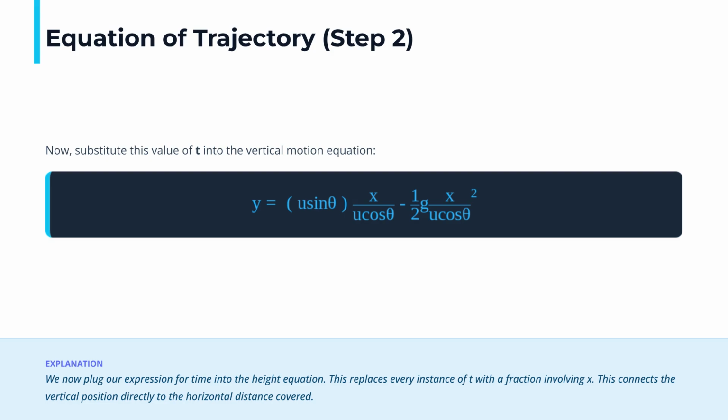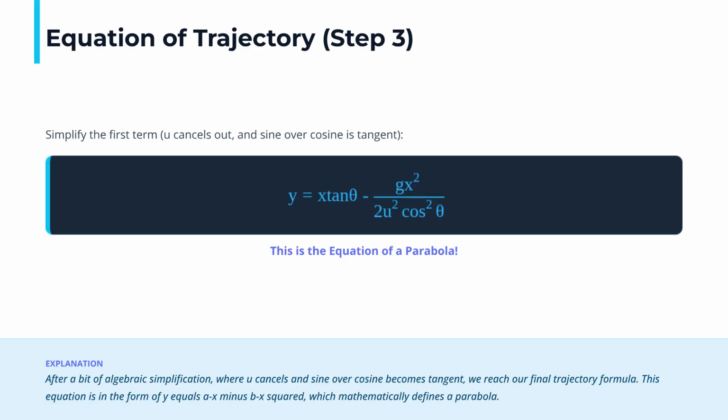We plug this expression for time into the height equation. This connects the vertical position directly to the horizontal distance covered. After algebraic simplification, we reach our final trajectory formula. This equation is in the form of y equals a-x minus b-x squared, which mathematically defines a parabola.